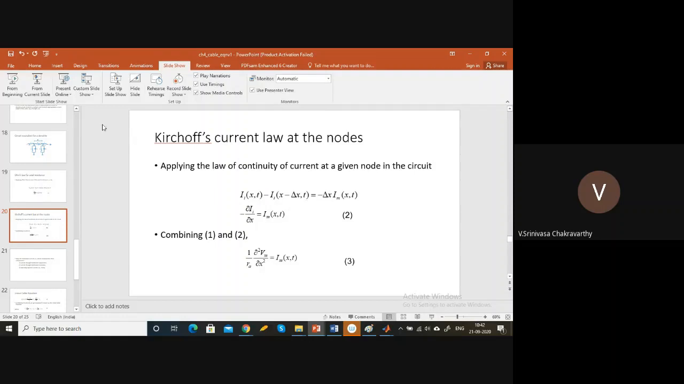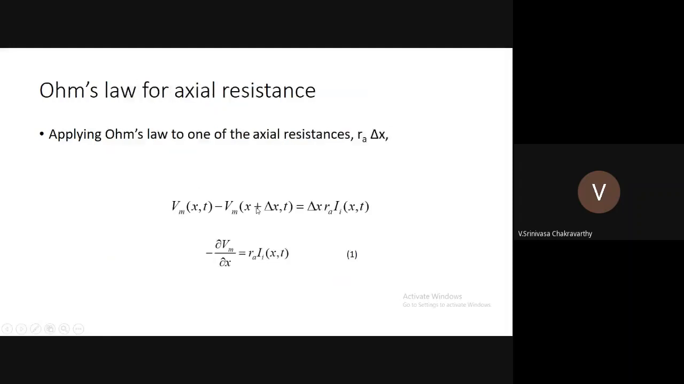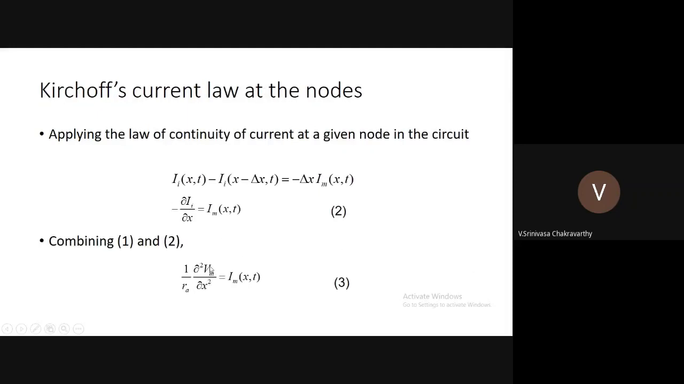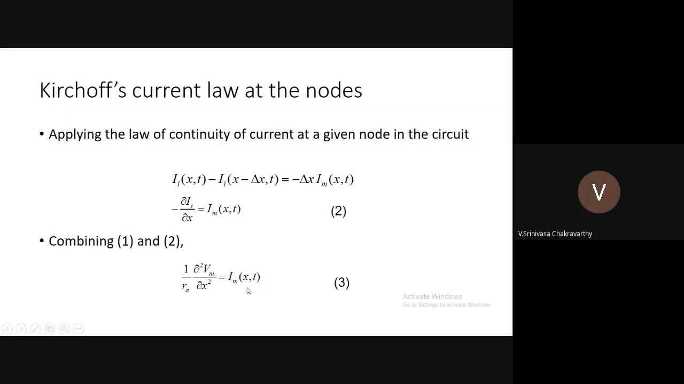So now you have the second equation, dou I by dou X. IM is in amperes, or microamps or whatever, per unit length, per centimeter. Therefore, dou IA by dou X is equal to IM, with the second equation. If you combine it with the first equation, where IA is given here, you get 1 by RA dou square Vm by dou X square equal to IM of X. Just plug this into this, and you get this.